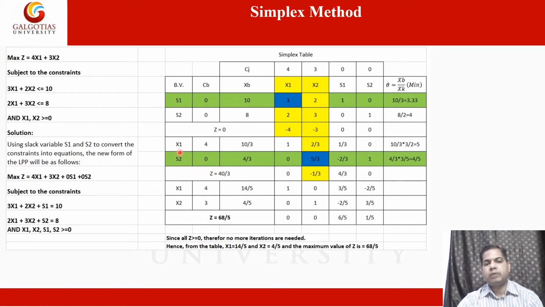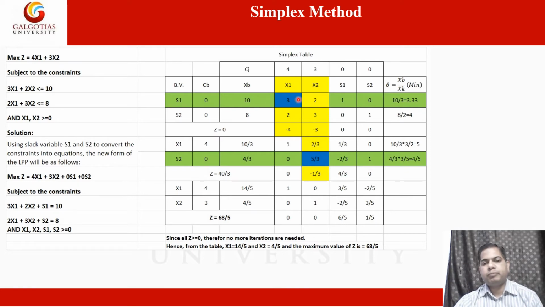Now in the second table, the first step is that we have to make the key element one. Now what is a key element? If you see that this is my outgoing variable and this is my incoming variable, the intersection point of these two comes out to be at this point, 3. This blue highlighted cell is known as my key element. So in the next table, I have to make the key element 1 and the other elements of this particular column 0.